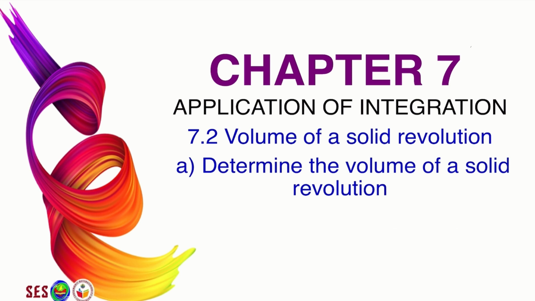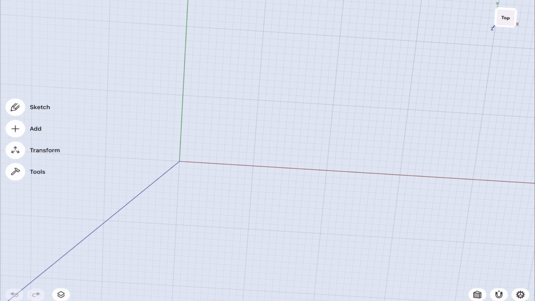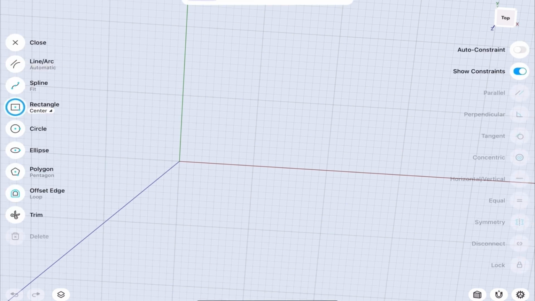In the previous video, you have learned how to find the area of a region. Now we expand our knowledge to find the volume. A solid will be generated when an area is revolved or rotated 360 degrees about the x or y axis. Now let's have a look at this area.